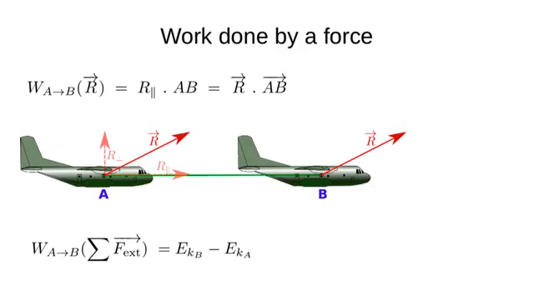Now, when we sum the work done by all the external forces applying on a body, we obtain the variation of its kinetic energy along the path from A to B, which is EKB minus EKA.